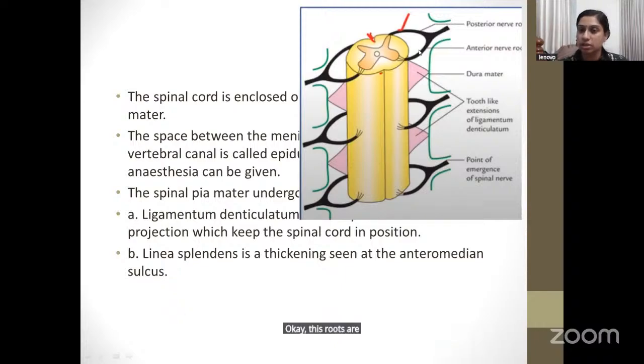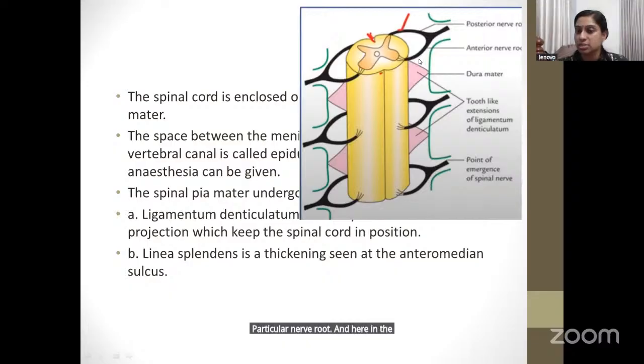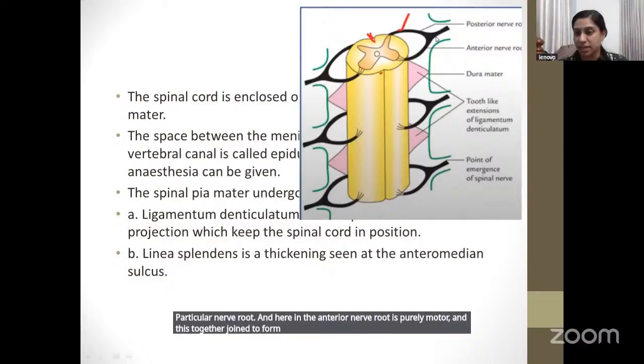That is, the posterior root is purely sensory. Only sensory nerve fibers are passing through that particular nerve root. And the anterior nerve root is purely motor. And these together join to form the trunk of the spinal nerve.